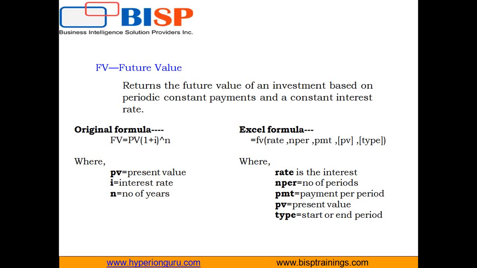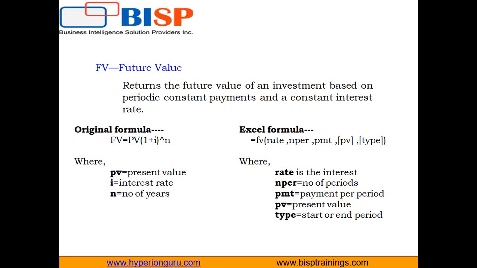This is also an optional argument that defines whether the payment is made at the start or at the end of the period. The type argument can have two values, 0 or 1. 0 represents that the payment is done at the end of the period, and 1 represents that the payment is done at the beginning of the period. As I said, it is an optional argument. If we omit this argument, then it takes the default value 0, which denotes that the payment is done at the end of the period.